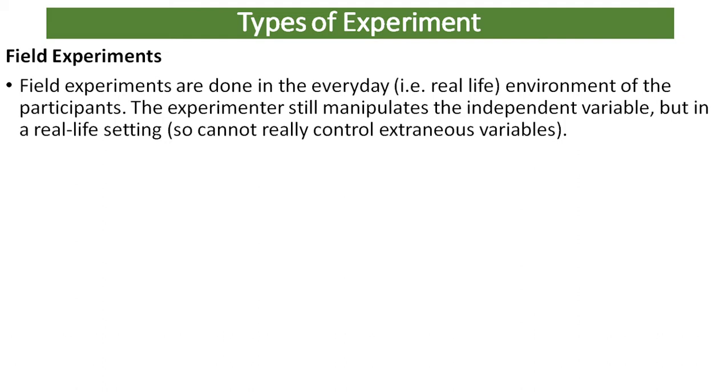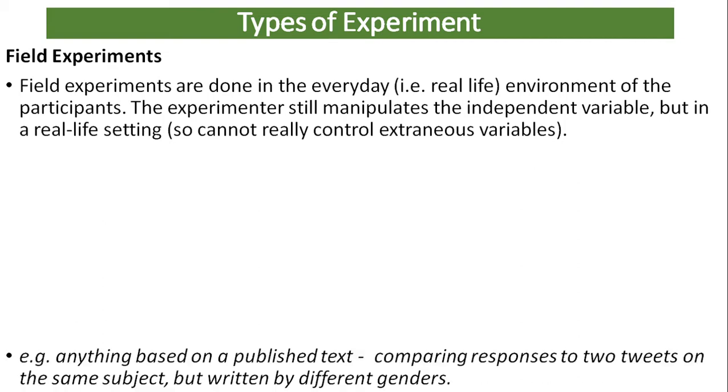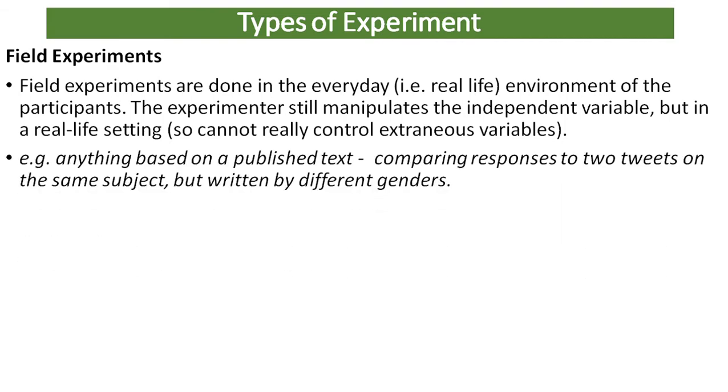So you're being selective. For example, and this is anything that's based on a published text. The YouTube video one that we talked about yesterday for language and sexuality, that would be a field experiment. You are just taking language that was produced in its natural environment, but you're creating the independent variable because you are selecting two heterosexual and two homosexual males. Okay. So again, if you're selecting tweets written by different genders, you're creating the independent variable, but those tweets were created in a natural setting.